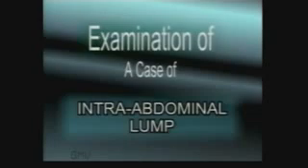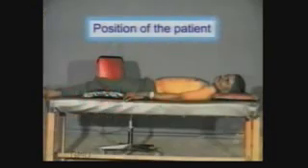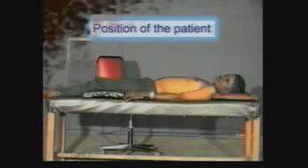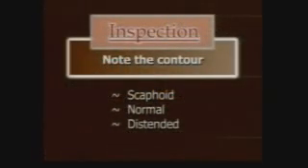of an abdominal lump. For inspection, let the patient lie down supine, relaxed with the legs semi-flexed. Expose the abdomen from the level of the nipples to the groins. First note the contour of the abdomen. Is it scaphoid, normal or distended?